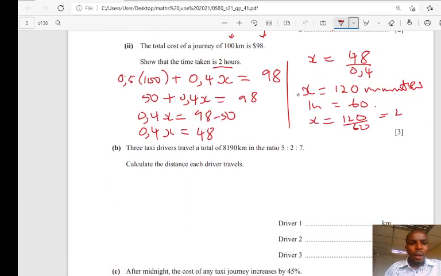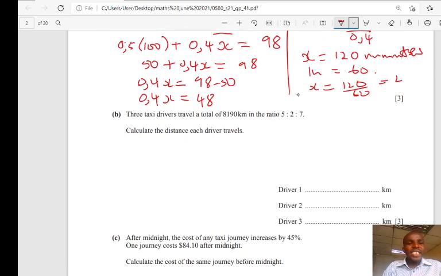Next question, part B. 3 taxi drivers travel a total of 8190 kilometers in the ratio 5:2:7. Calculate the distance each driver travels. First thing, you have to find the total ratio. You say total ratio equals 5 plus 2 plus 7. 5 plus 2 is 7, plus 7 is 14. So it's 14.